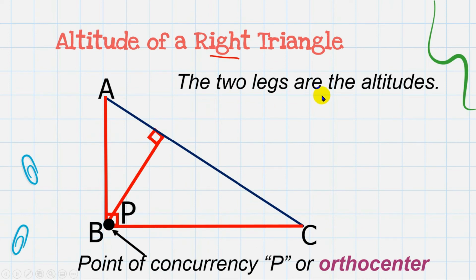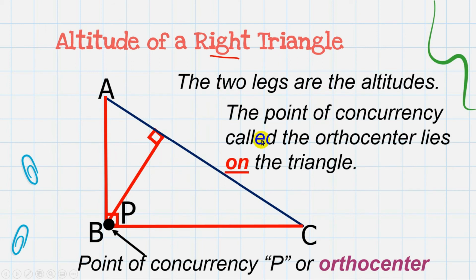The two legs are the altitude. So, tandaan nyo yan, kapag right triangle, the two legs are the altitudes. And the point of concurrency that is called as orthocenter lies on the triangle. Nandito sa mismong triangle. Nasa point P na mismo.